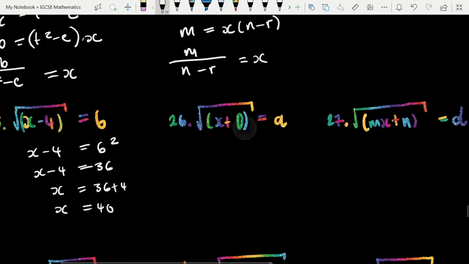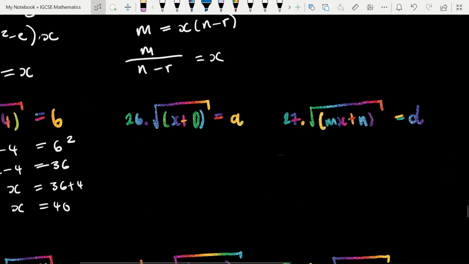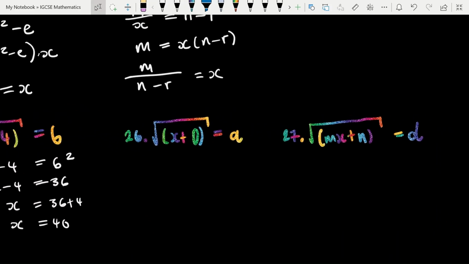Number 26, square root of x plus d is equal to a. What do we do? First thing first, the square root is affecting everything. I take it to the other side because I'm trying to make x the subject, and x is under a square root sign. I have to get rid of that square root sign. It goes to the other side, it will become a squared. So I now have x plus d being equal to a squared.